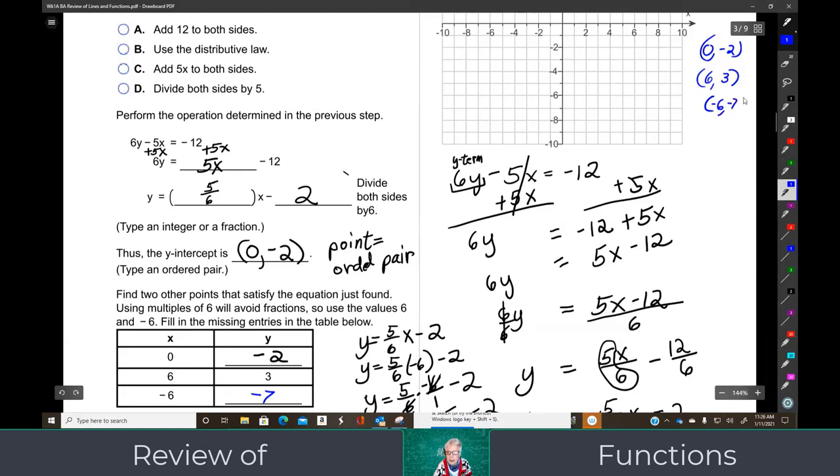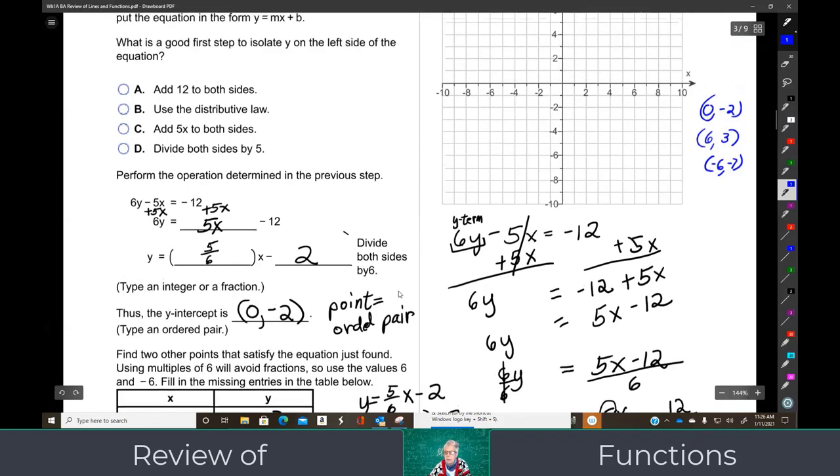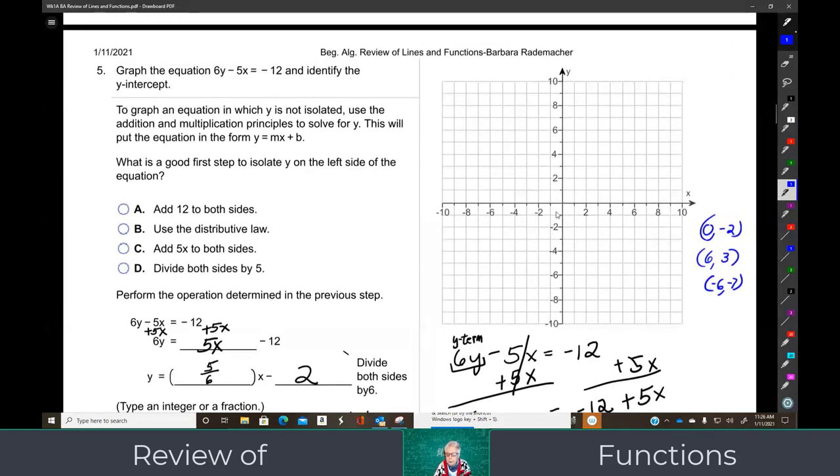If I made an arithmetic error, they will not all line up in a straight line. Aha. Okay. So let's see. 0, negative two is right here. Six, three is right here. Negative 6, negative 7. All right, here's negative 7. And there's negative 6. So, negative 6, negative 7. Yes, they line up.